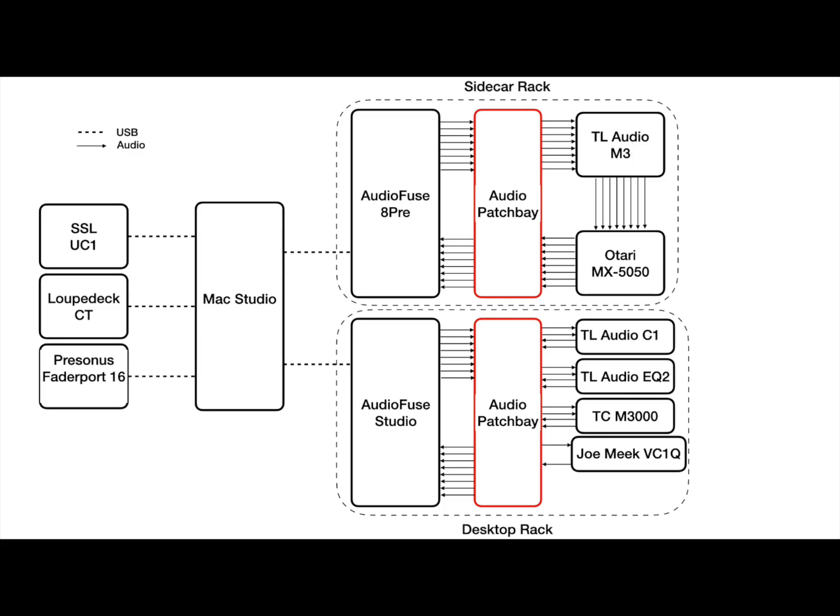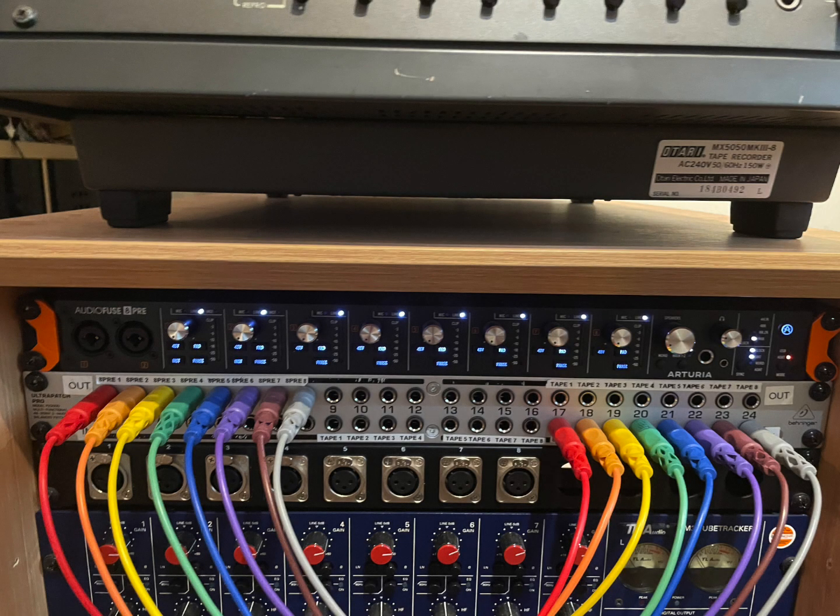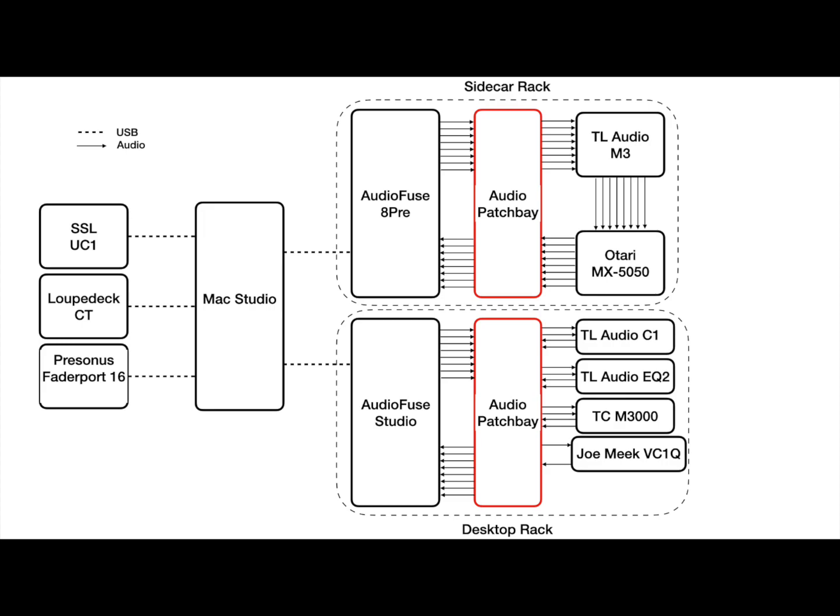basically go direct into the patch bay in a half normal configuration, so that if I don't have the patch cords plugged in, as you can see here on the patch bay picture, then it cascades from the output of the Arturia interface into the mixer, then the direct out of each channel of the mixer goes to the inputs of the tape machine, and then the outputs of the tape machine go back into the AudioFuse 8 Pre.